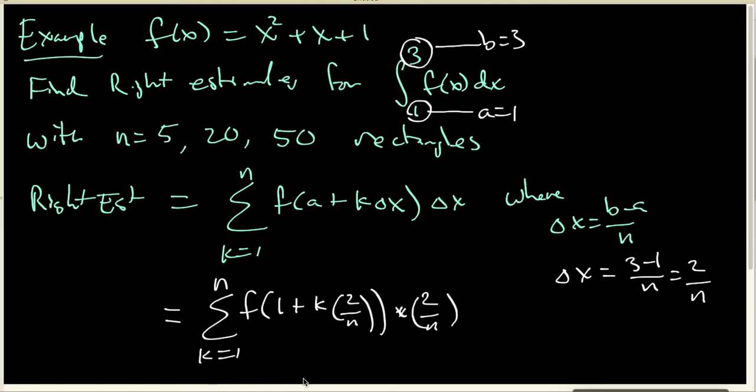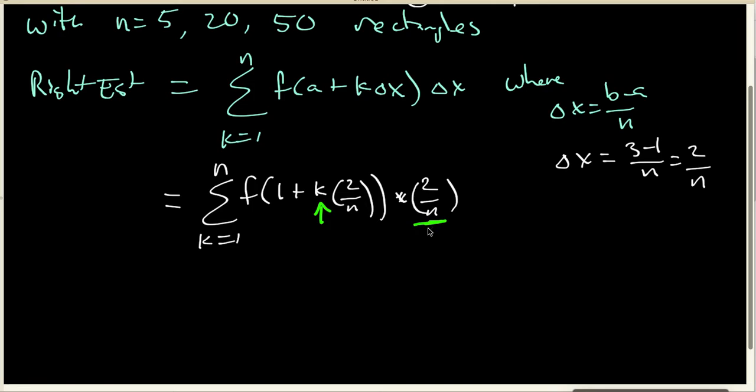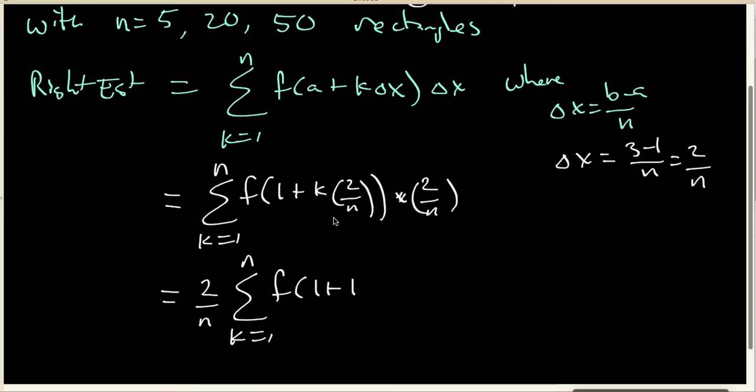Now, as far as this summation is concerned, this 2 over n is a constant. There is no k in this part. That's the only k. So it's going to help me to pull that 2 over n outside the summation sign. So my right-hand estimate can be written as 2 over n times the sum, as k goes from 1 to n, of f of 1 plus 2k over n.